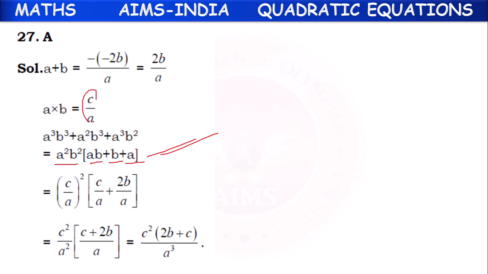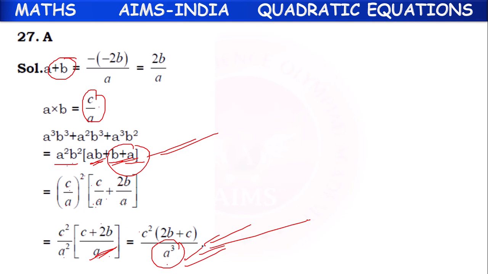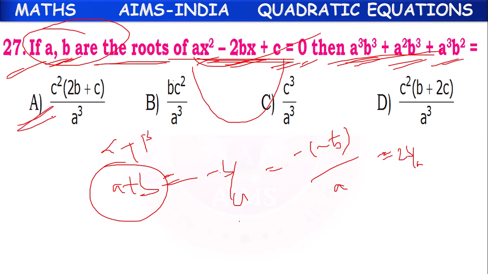But a into b is c by a. So a square b square equal to c by a whole square we can keep here. In the place of ab, c by a we can keep. In the place of b plus a, which is nothing but a plus b, we can keep 2b by a. So c square by a square into c by a plus 2b by a. LCM is a. So c plus 2b by a will come. So a square into a, denominator will become a cube. So c square into 2b plus c by a cube is the answer. So option A is correct.